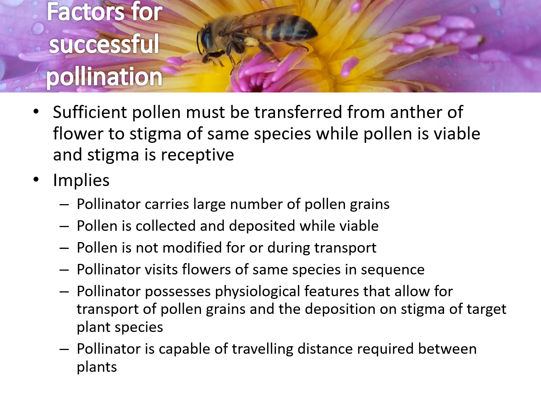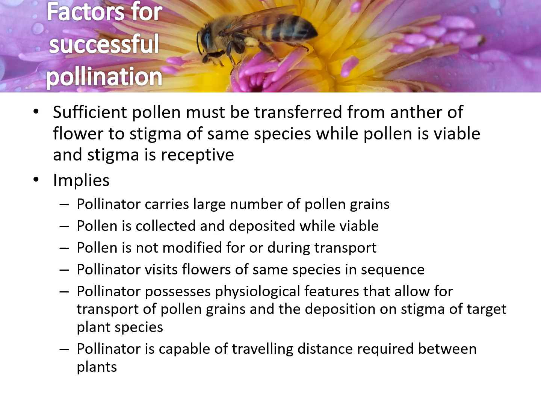And generally, when we're talking about factors that are important for successful pollination, enough pollen has to be transferred from the anther to the stigma so that something develops. It implies that the pollinator must carry a sufficient number of pollen grains, and that the pollen is collected and deposited while it's viable, meaning while it's able to fertilize the female plant parts. And that can sometimes just be a very small time window.